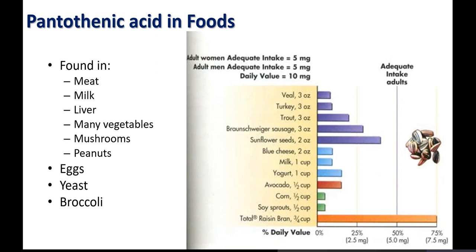Now the occurrence of pantothenic acid in food. It is one of the most widely distributed vitamins, and as I said before, it is found in plants and animals. Rich sources include eggs, liver, meat, yeast, and milk. In bran, 3/4 cup of whole cereal bran results in about 70 to 75% of the RDA being met. There are other sources like sunflower seeds.